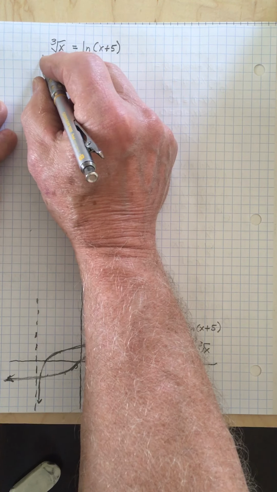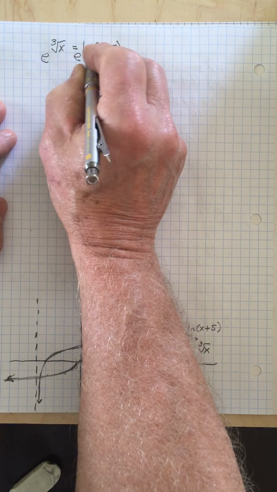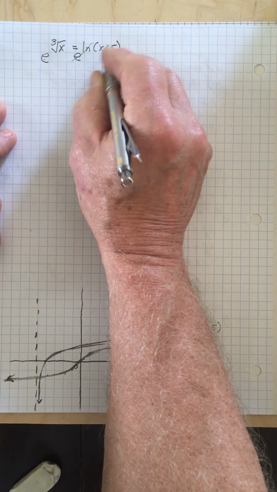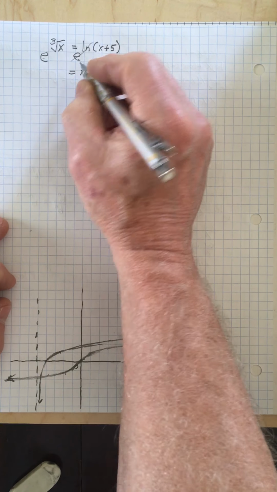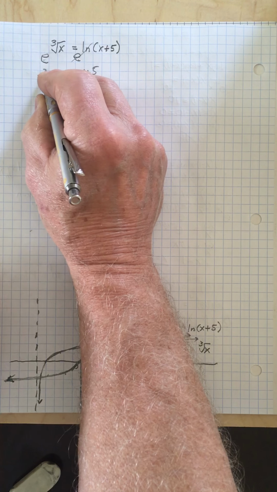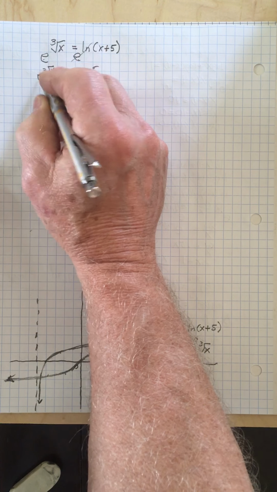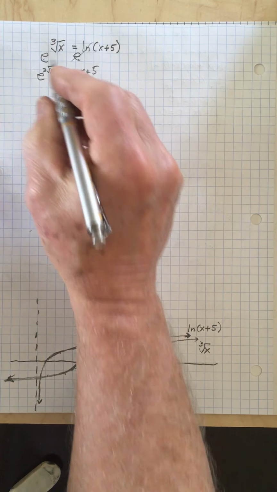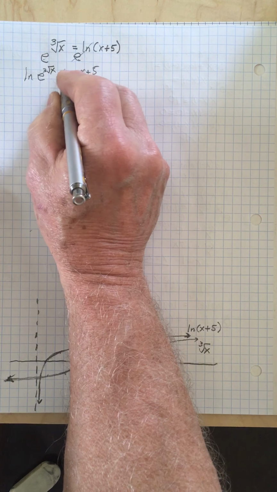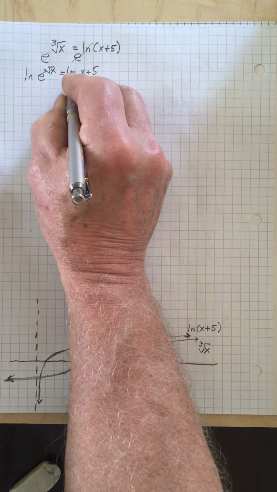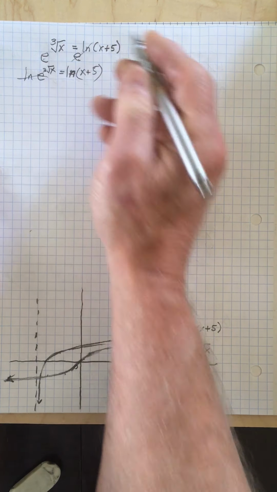To get rid of it, I would have to use e. So e to this power, e to this power. Then I could get the x plus 5 out. But then the problem is over here, the only way to get this x out of this exponent so I can solve for it, I would have to take the natural log of both sides. And let me put it in here, and look what happens. I'm back where I started.